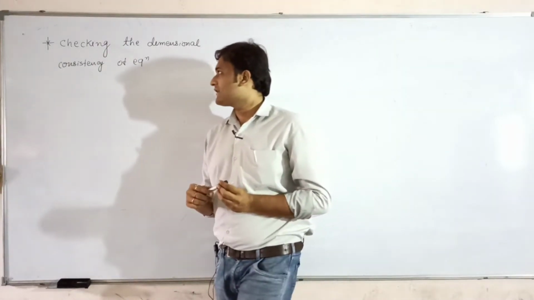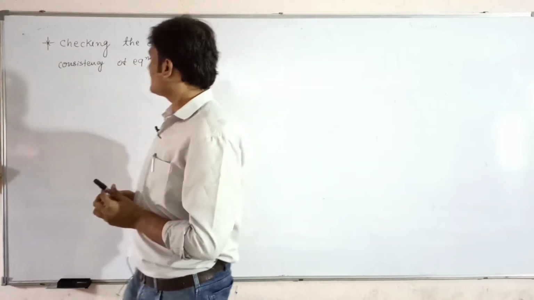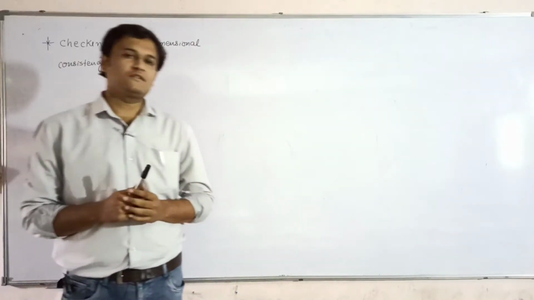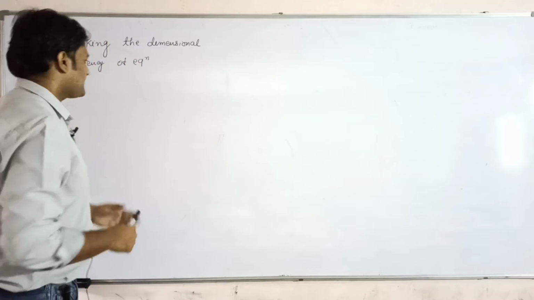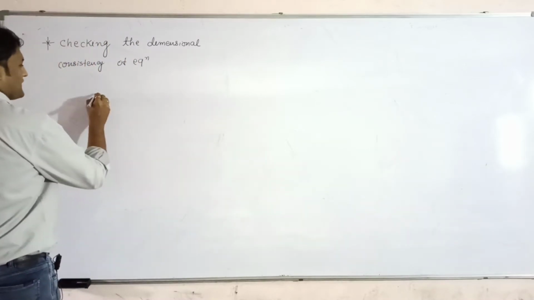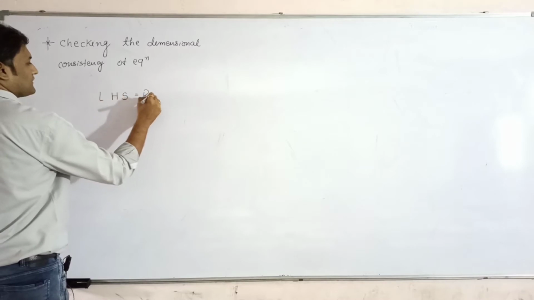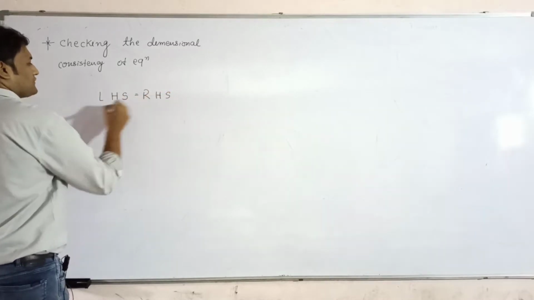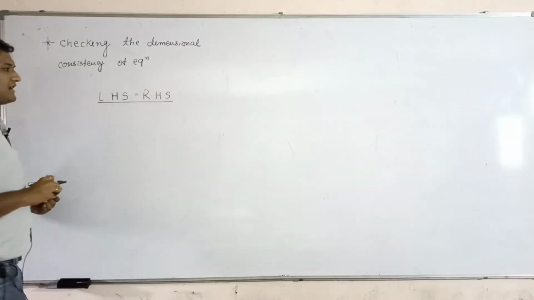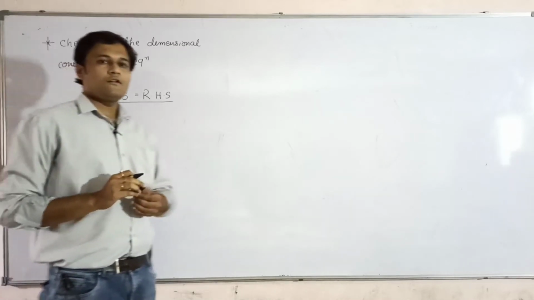Today we are once again checking the dimensional consistency of an equation. Consistency check means LHS is equal to RHS. Okay, so this is the left hand side is equal to the right hand side.